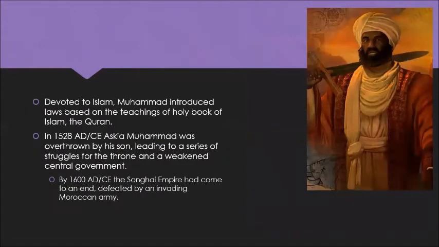All right. Muhammad is going to introduce laws based on the holy book of Islam, the Quran. He is also going to be overthrown by his own son, which is going to lead to a lot of military strife and is going to weaken the government. And Songhai will be conquered by the year 1600 by the Moroccan people, which are the northwestern coast, just across the Straits of Gibraltar from Spain.